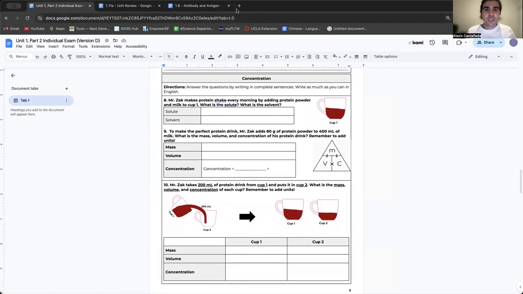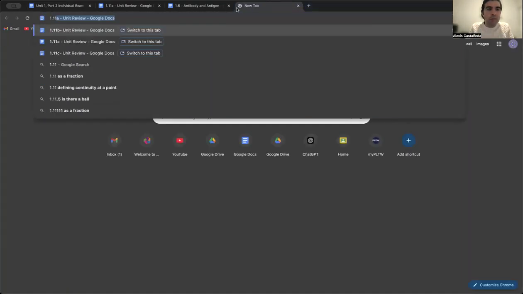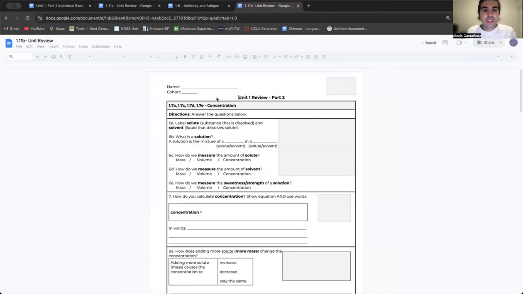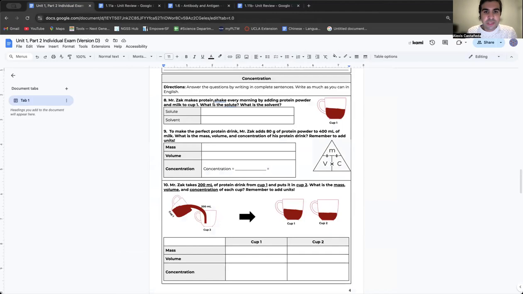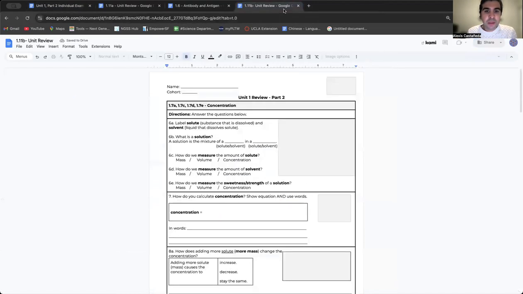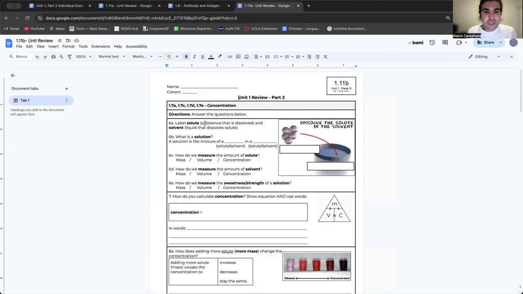For concentration, we're going to go over to 1.11b, which is when we did our unit review. Let's start by looking at solutes and solvents. Answer the questions. In this case, you won't need to write complete sentences because these are just math questions. A solute is the substance that is dissolved. A solvent is the liquid that dissolves the solute.